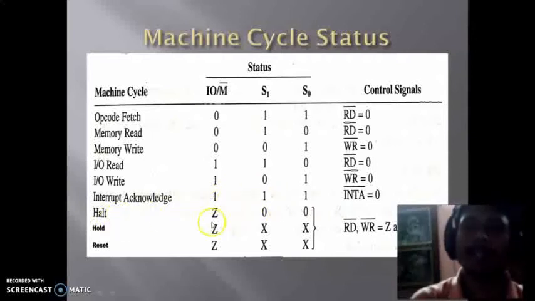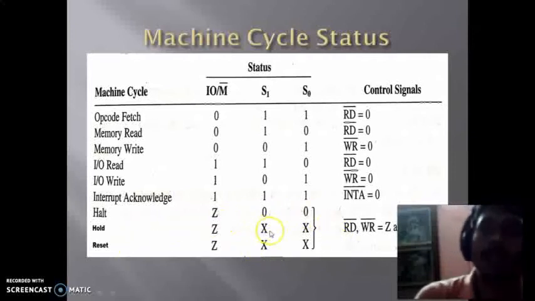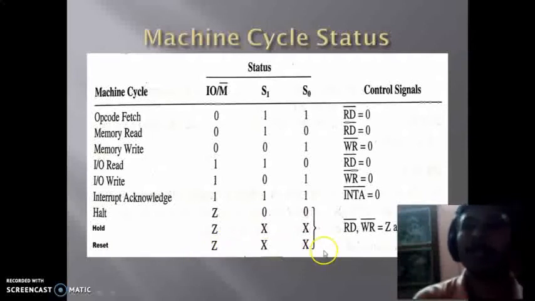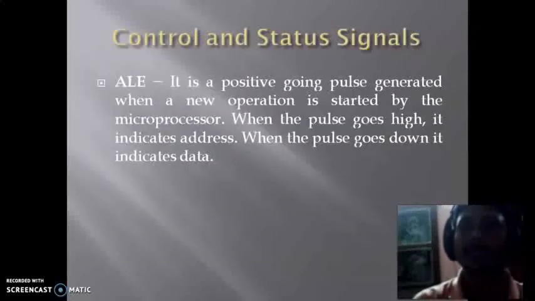Halt is 0 Z Z, hold is Z, don't care, and reset is Z, don't care. So these are the statuses by which we can understand what kind of operation the microprocessor is doing. Next is a control and status signal. This is ALE, which I already discussed.